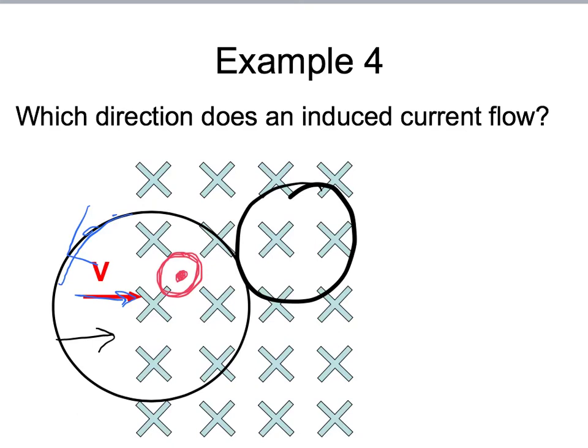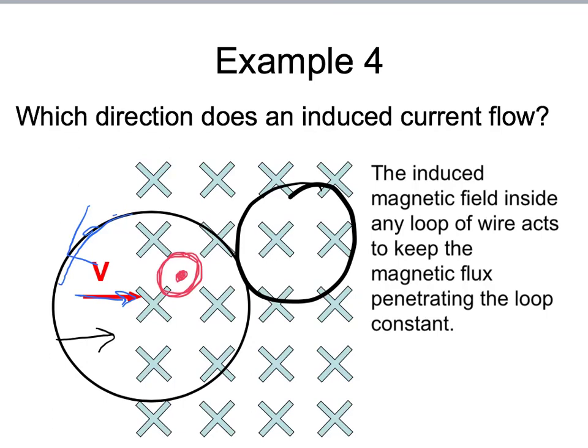This is called Lenz's law. Lenz's law says the induced magnetic field inside any loop of wire will act to keep the magnetic flux penetrating the loop constant. And this is about inertia. Those charged particles don't like being shoved around. They don't like how the magnetic field is trying to change their movement. And so they will actually create a magnetic field to resist the movement.